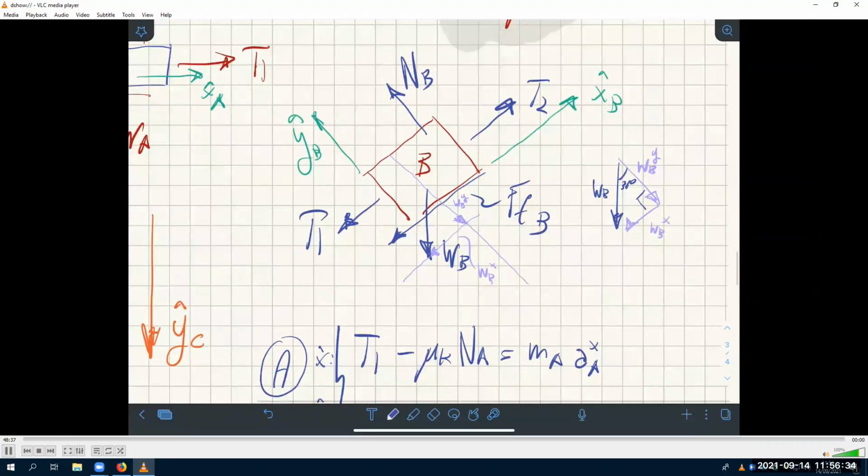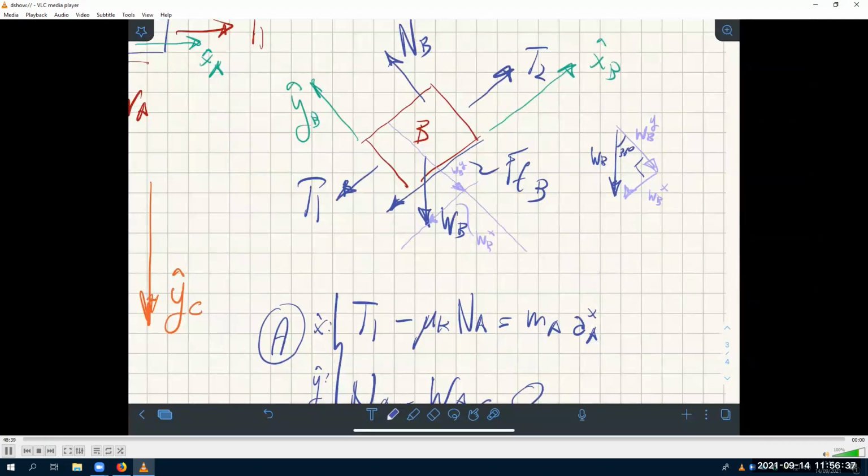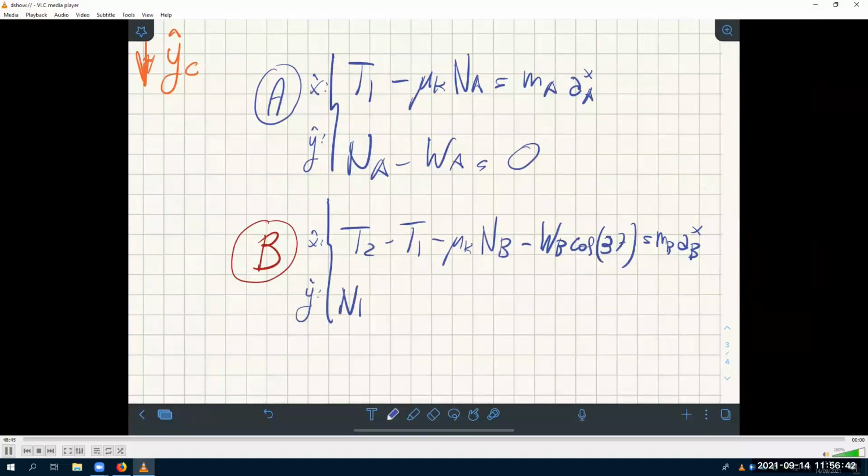Alongside this one, we have plus NB minus WBY. That's it, we only have that one. So we have NB minus WB, did I say cosine? It should be sine. Sorry. Thank you for not telling me. So cosine of 37 equals 0. We also know that this NB here, we can just take it out from this, which is a number. We know WB is 25 newtons. So this is a number, this is a number.